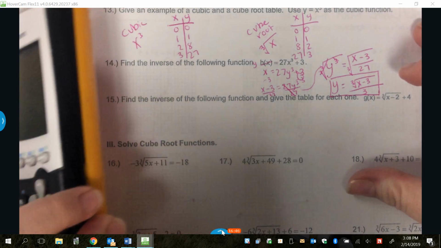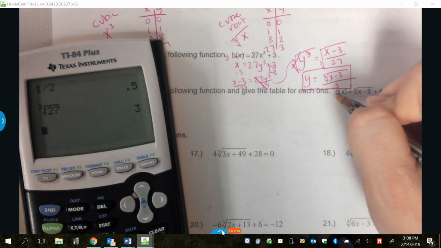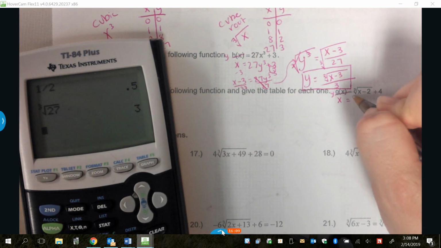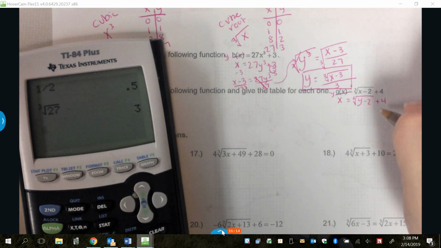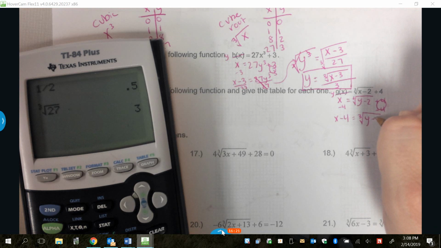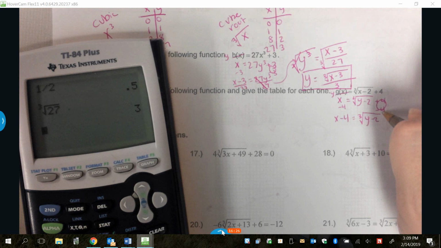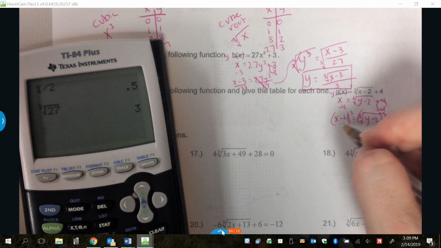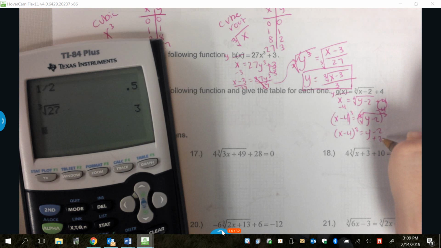Okay, number 15 says find the inverse of the following function and give the table for each one. So remember, this is the same thing as y, so let's find the inverse. First things first, we need to get rid of addition or subtraction. So subtract 4 from both sides. Get x minus 4 equals cube root of y minus 2. I have to get rid of the cube root before I can move the 2. So cube cancels cube root, so I'm cubing both sides. Cube root cancels cubed. This stays the same. And I'm going to add 2 to both sides.